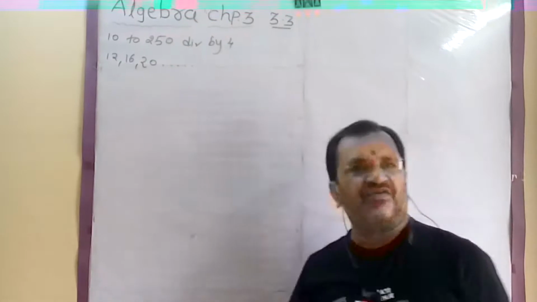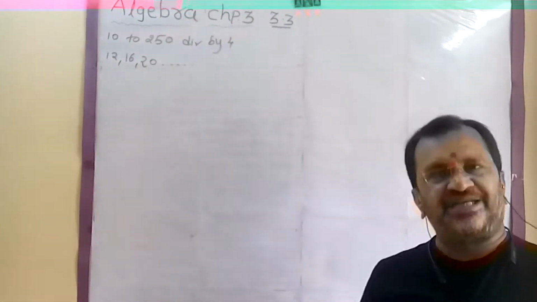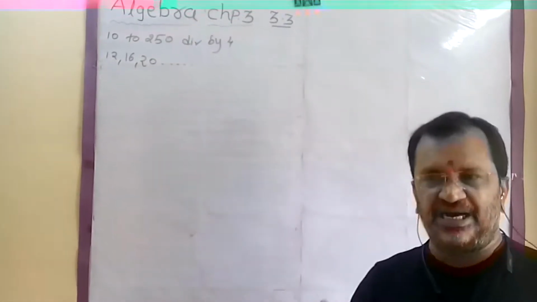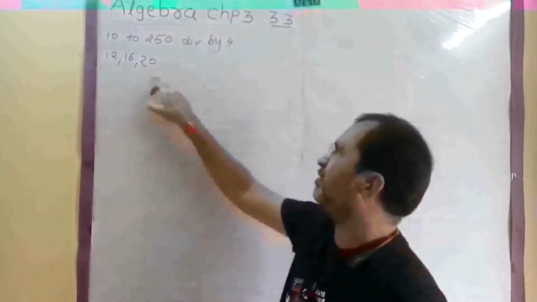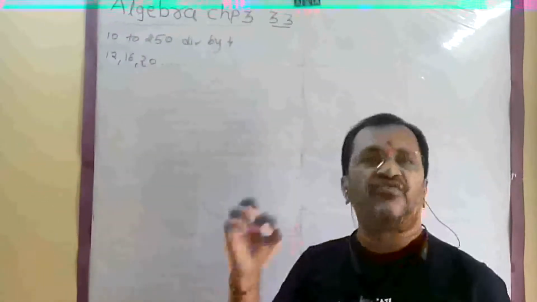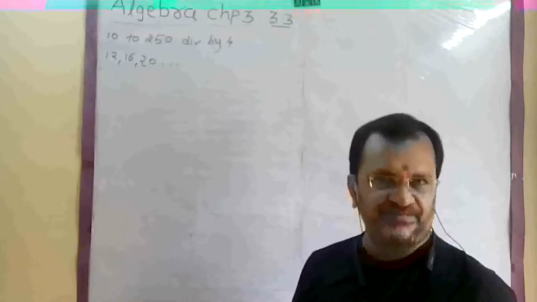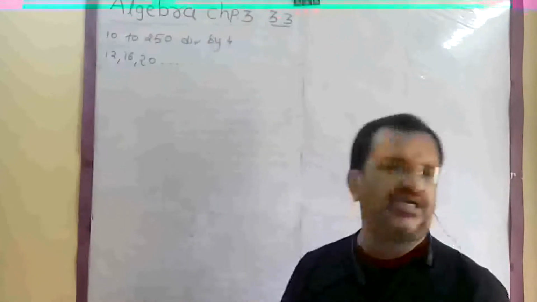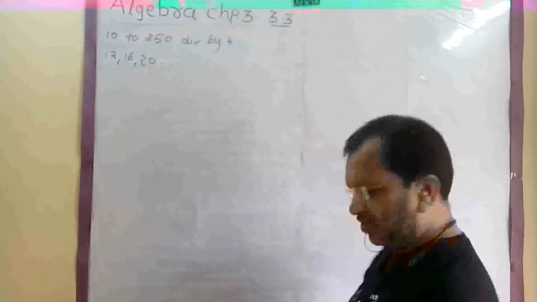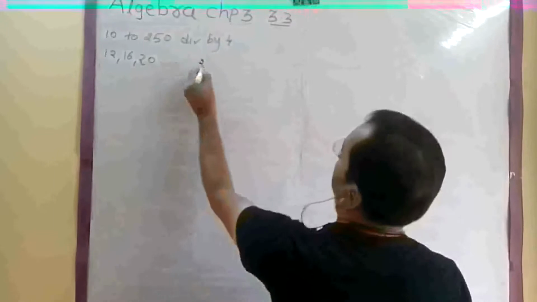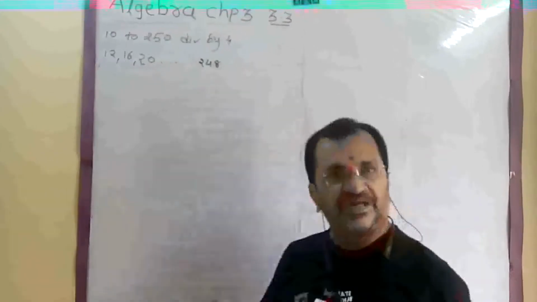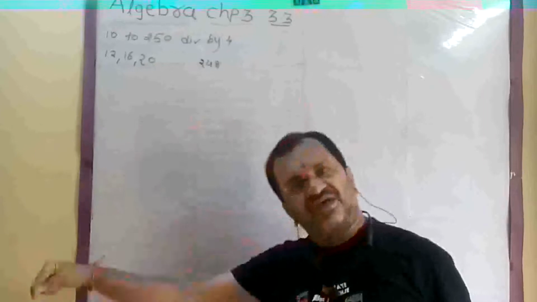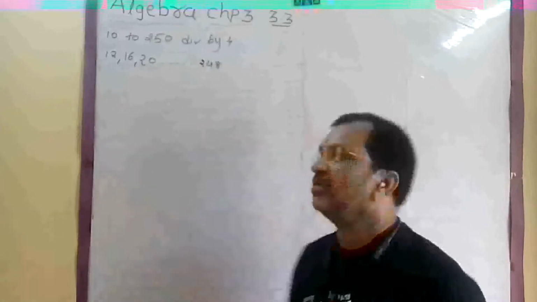Numbers from 10 to 250 divisible by 4. 10 is not divisible by 4, so the next number, 11, is not divisible. 12 is divisible, so 12 plus 4 plus 4 and so on. 250 is not divisible by 4, 249 is not divisible by 4, 248 is divisible by 4. These are all the numbers between 10 and 250 which are divisible by 4.